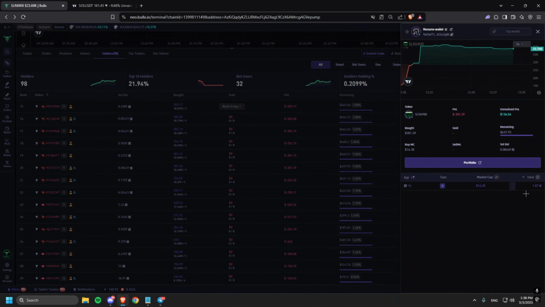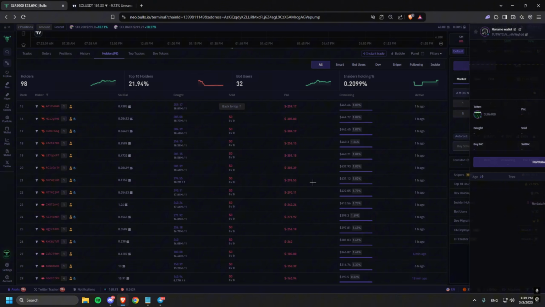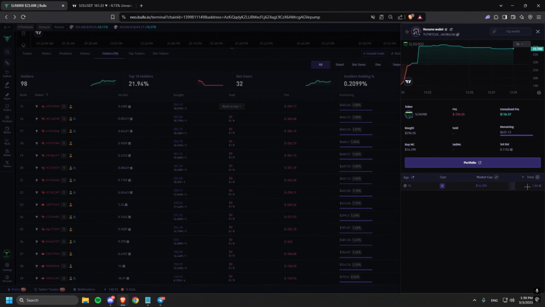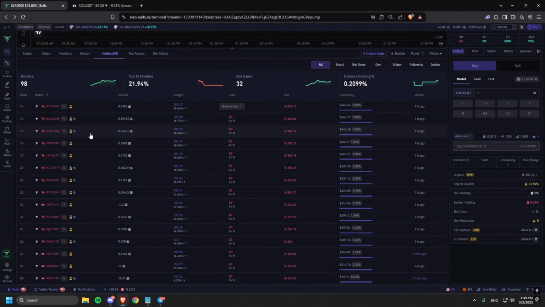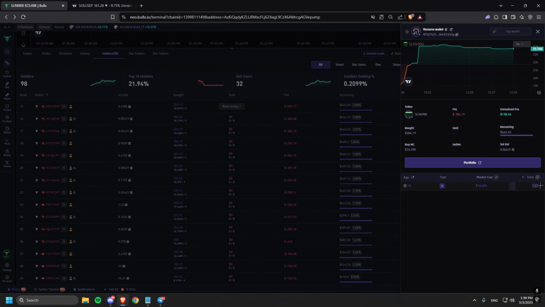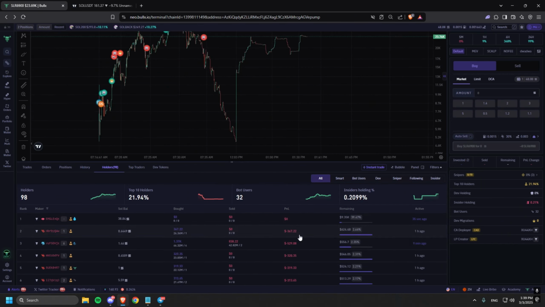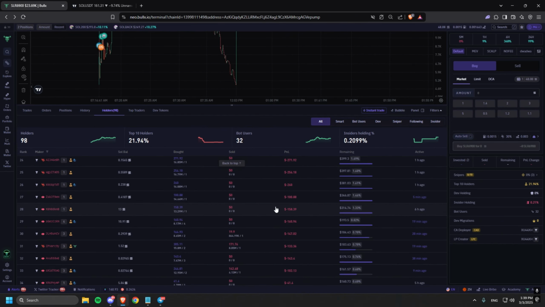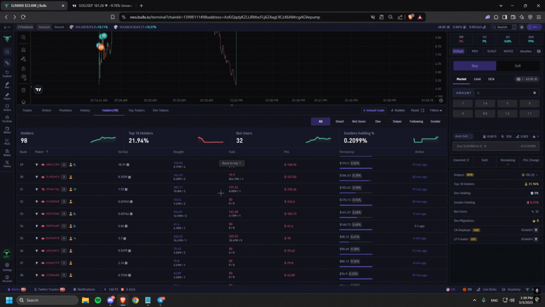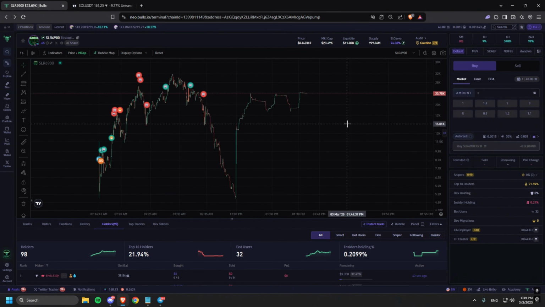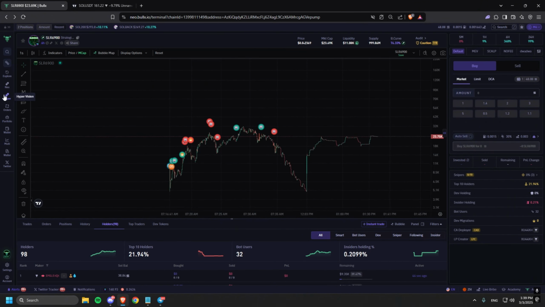You can also open every single one of them. He bought 1.9 SOL. He bought 1.9 SOL as well. He bought almost the same amount, and almost the same amount. So that's how you check for bundles. Basically, you just look for similarities in distribution. And yeah, I'm gonna move to the next example.